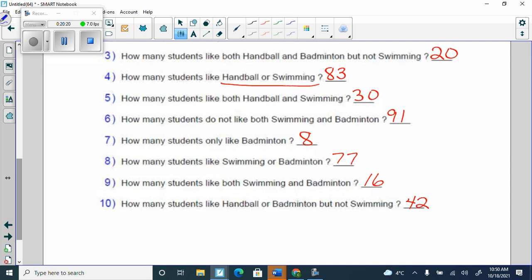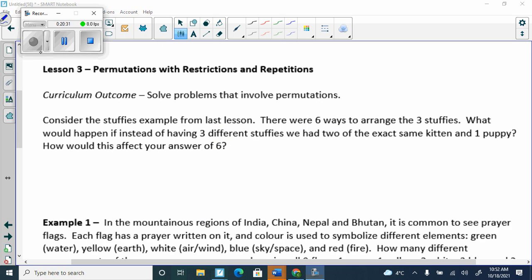Okay, you can put that away, and then we're going to open up our notes. Here it says, consider the stuffies example from last lesson. There were 6 ways to arrange the stuffies. We had 3 different stuffies. We had a kitten, a bunny, and a puppy, right? And then we just rearranged them, and we had 6 different ways.